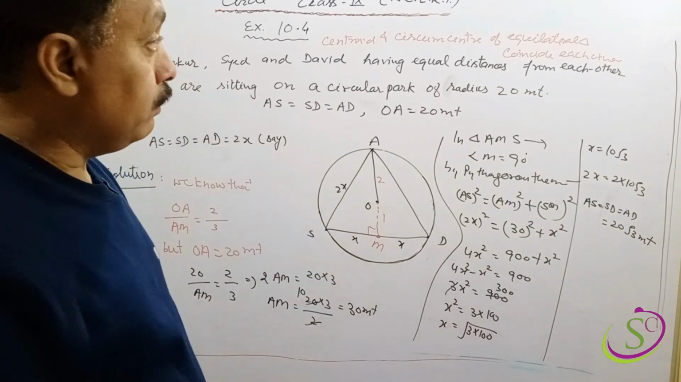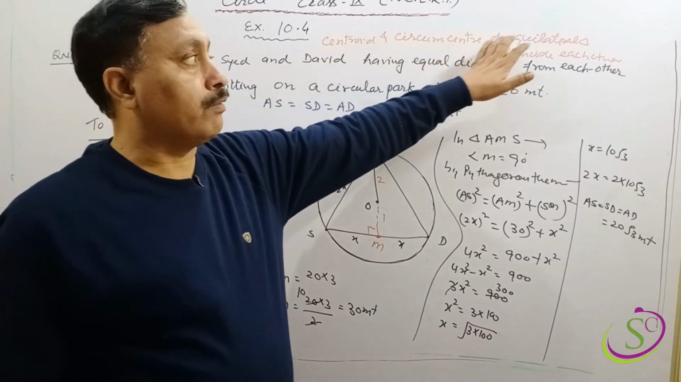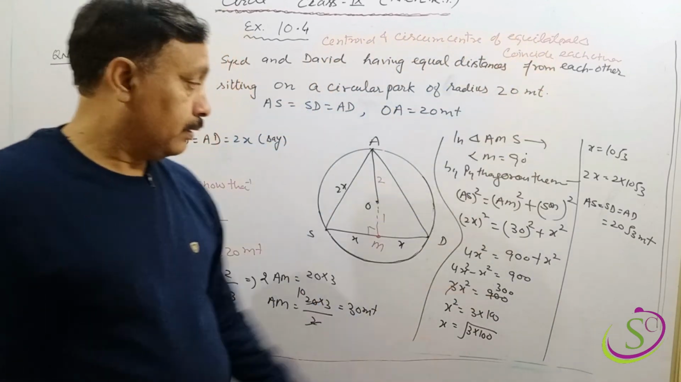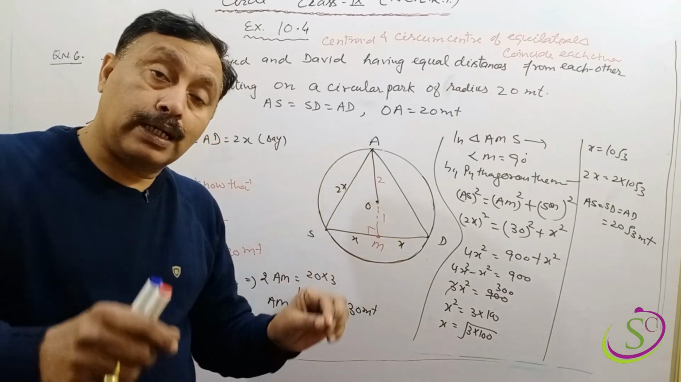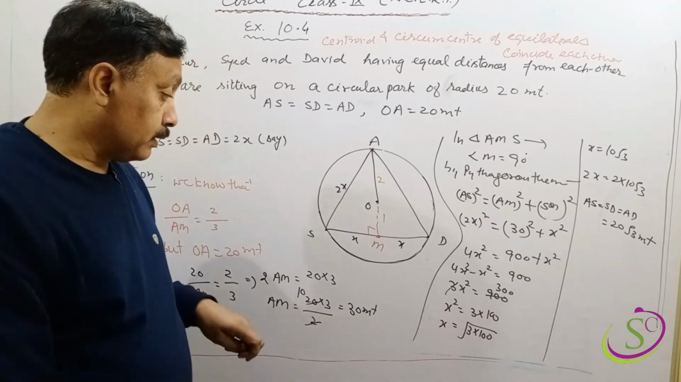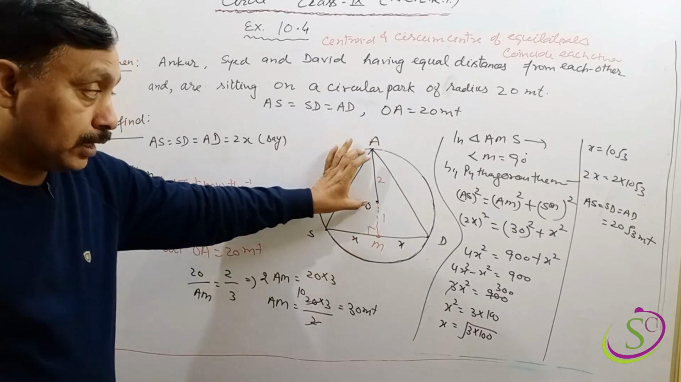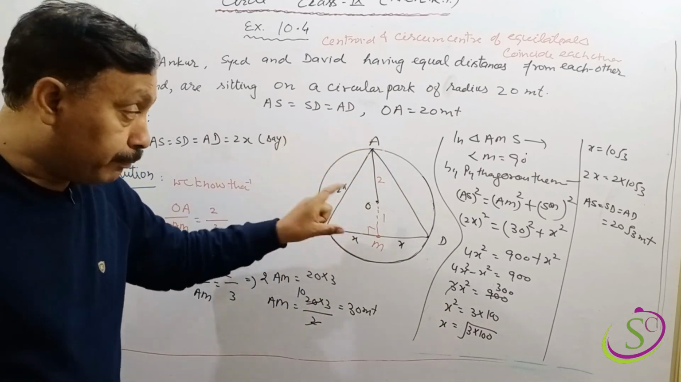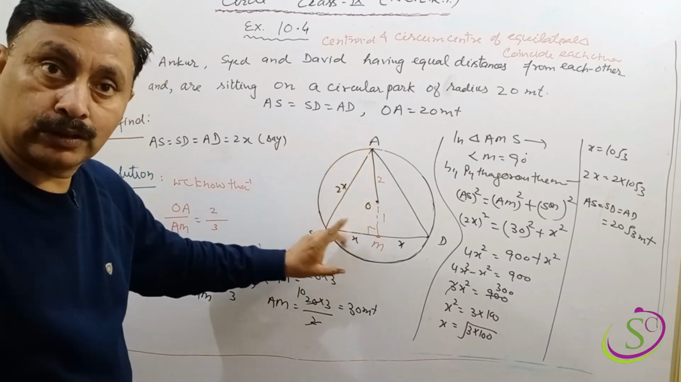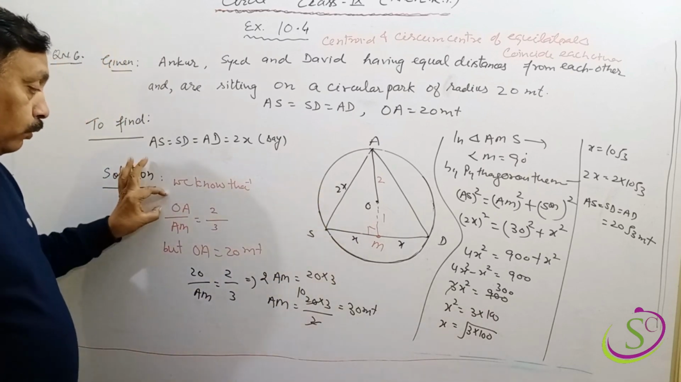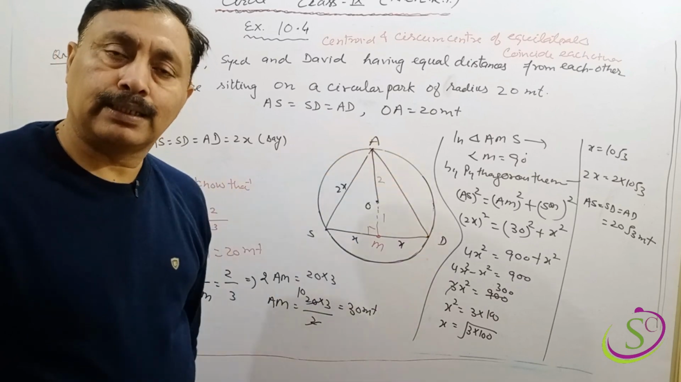And the main thing of this question is that centroid and circumcenter of an equilateral triangle coincide with each other. Means the center of the circle and the centroid of this triangle both coincide with each other. Due to this we are taking this result OA upon AM, because the centroid divides the median, AM also being a median, in the ratio of 2:1. So due to this we are writing here OA upon AM equal to 2 upon 3. Is it clear?